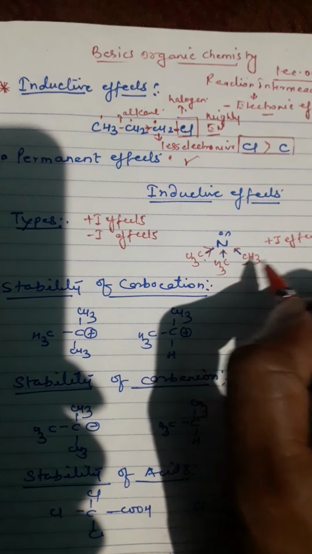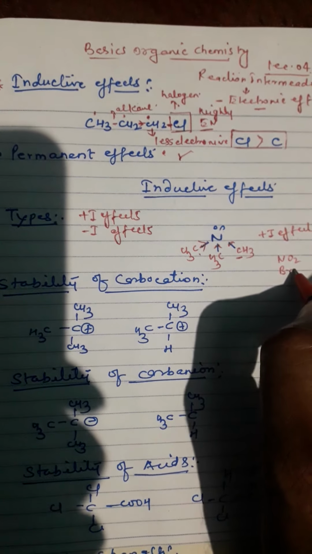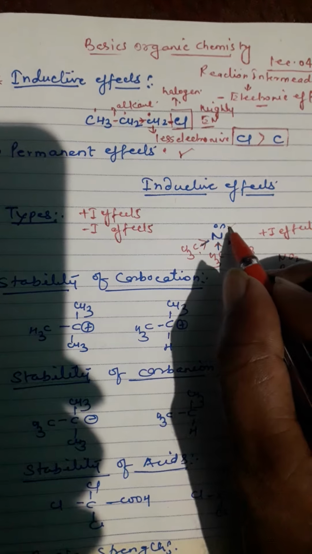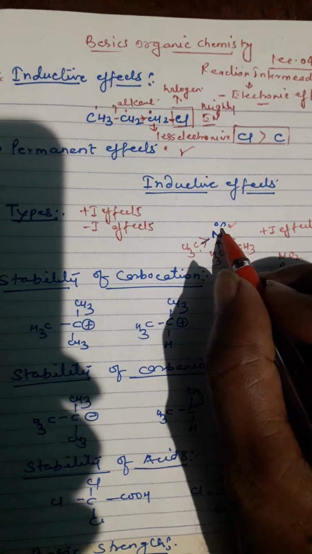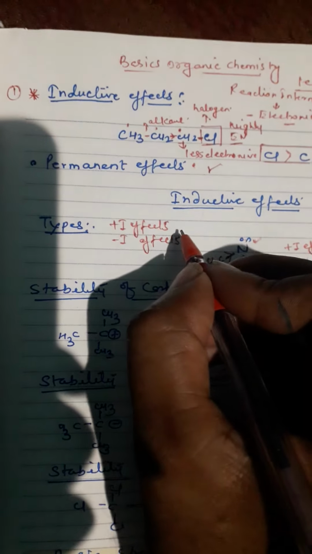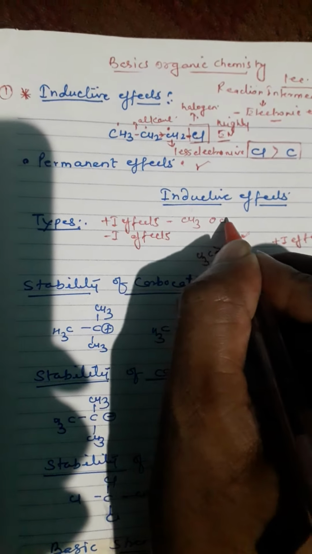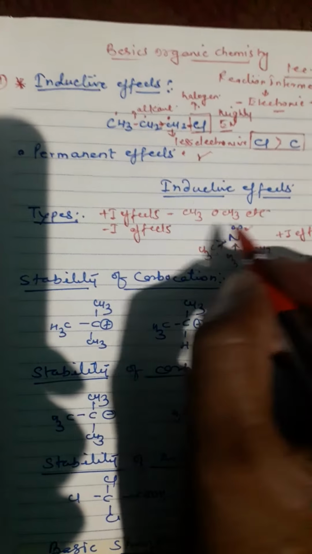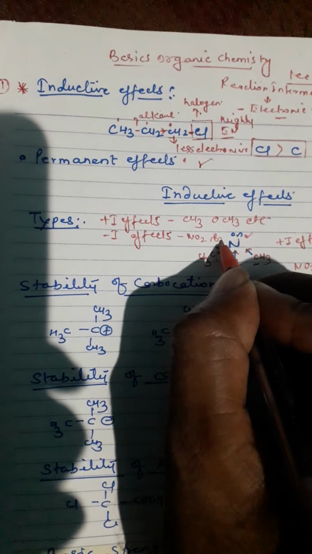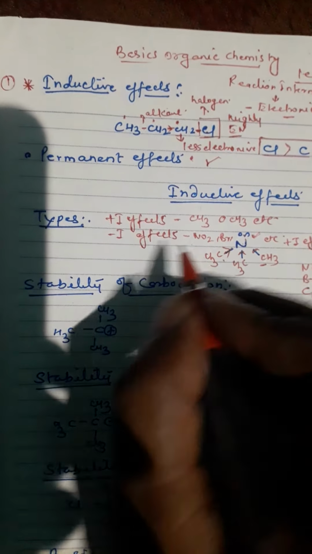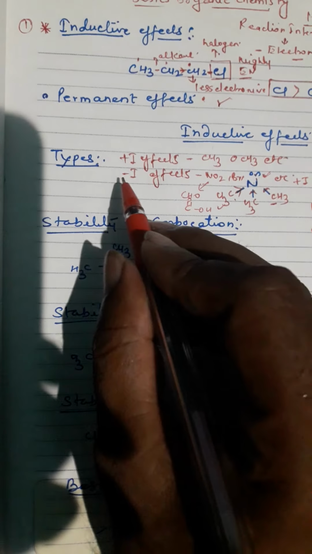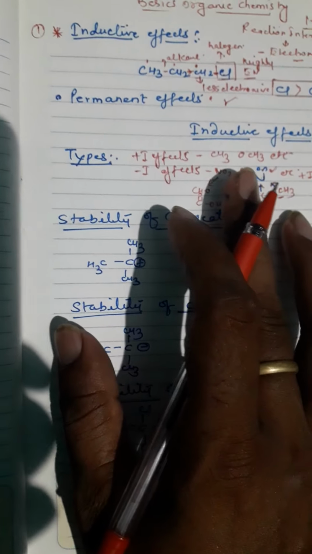But if there is NO2, bromine, or chloro here, it will receive electron density from this atom, so this electron density will be less because these atoms receive the electrons from this molecule. So it acts as a minus I effect. Plus I effect groups are CH3 and OCH3. Minus I effect means it receives electrons, like NO2, bromine, and also CHO. So these are minus I effects. That is all about the types of inductive effects.